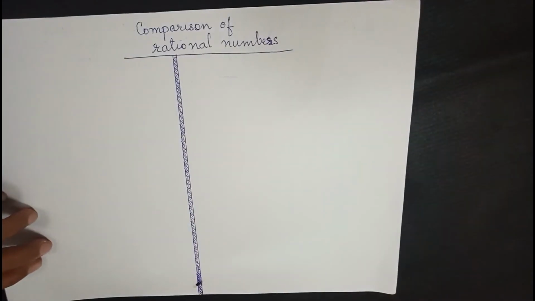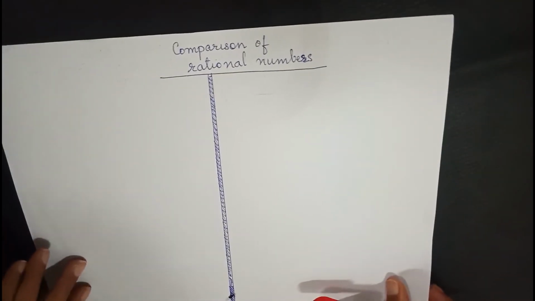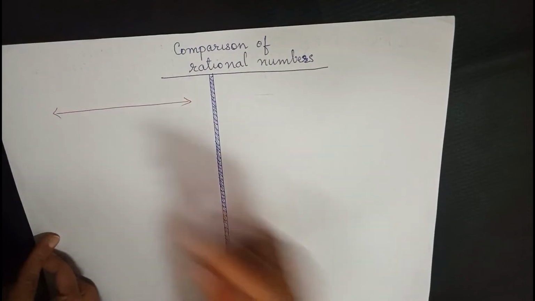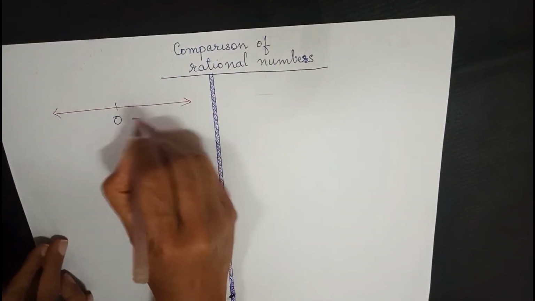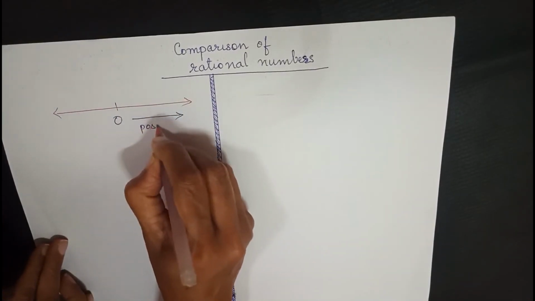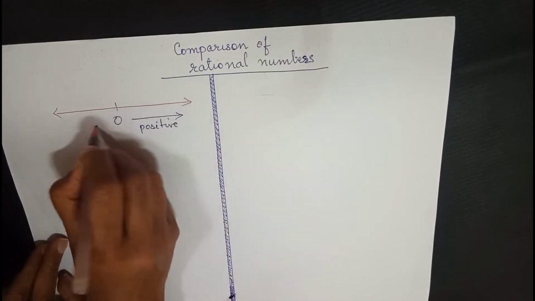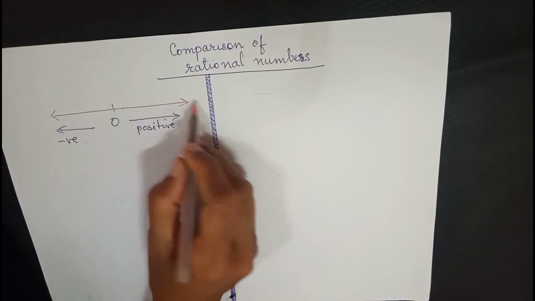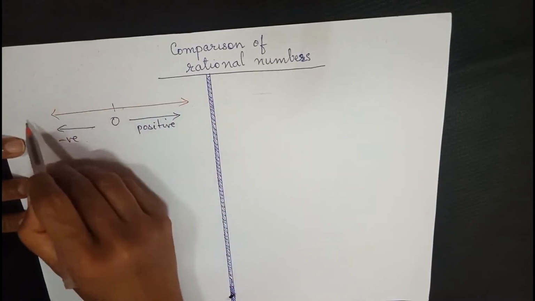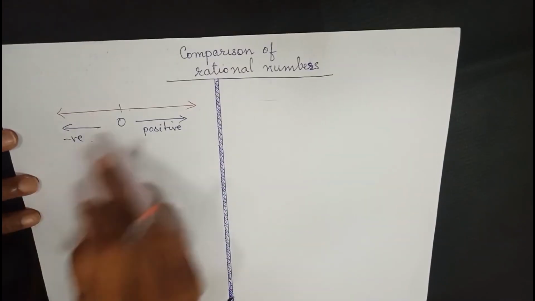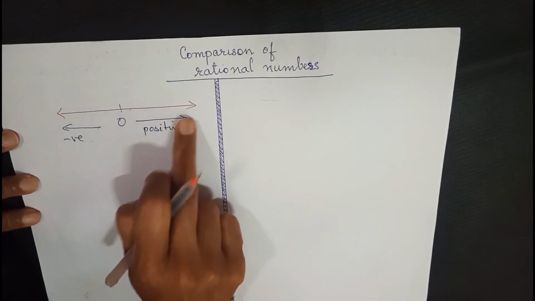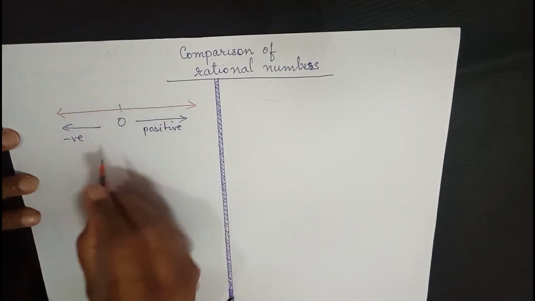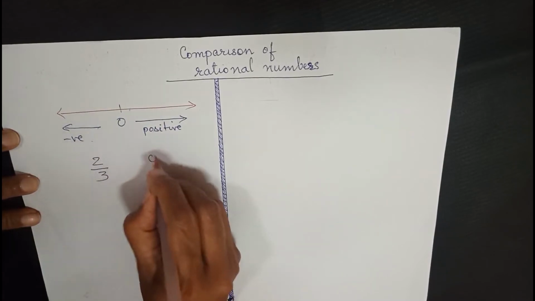Let's go to the next topic, comparison of rational numbers. Now, on a number line, 0 is the origin, and we have positive numbers on the right hand side and negative numbers on the left hand side. So we know every number on the right hand side is greater than the number on the left hand side. So every rational number present on the right hand side will be greater than 0 or a negative number.